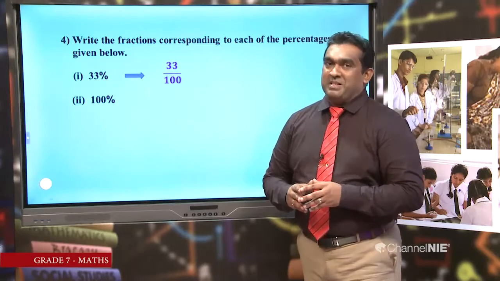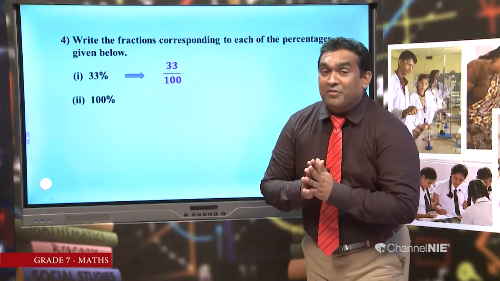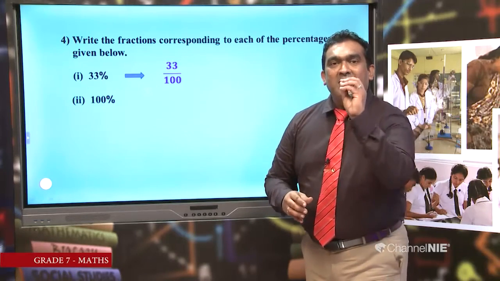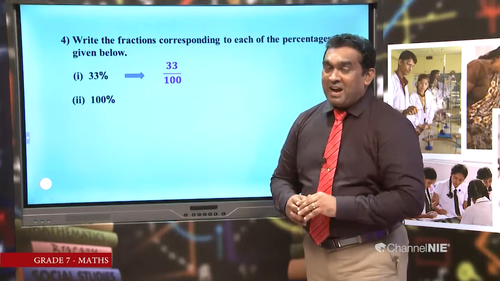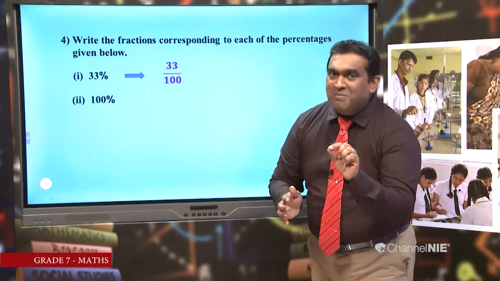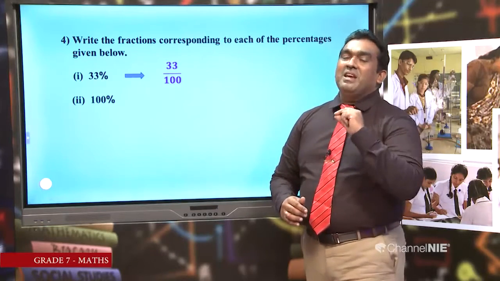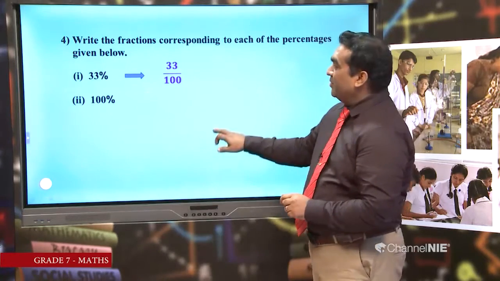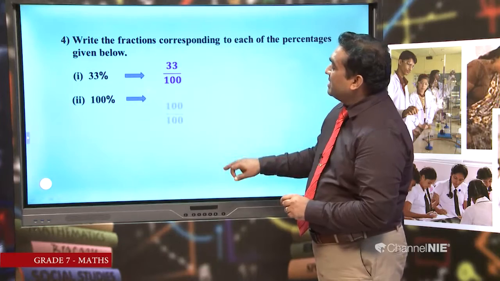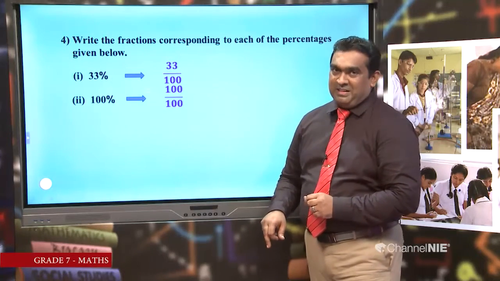Okay, next one. 100%. How to convert it into a fraction? First you write down the given number 100. What is the meaning of the percentage sign? Divided by 100. Therefore, 100 should be divided by 100. We can see it in this answer. 100 is divided by 100.